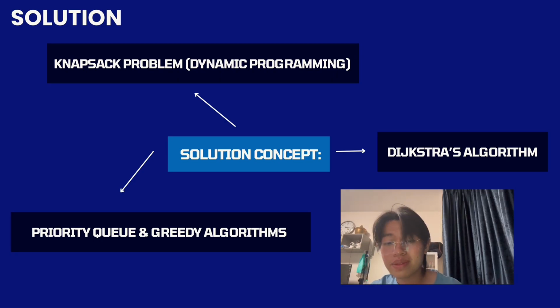And what is the solution? Our solution concept is to integrate several advanced algorithms to optimize the key operational areas of logistics. The first algorithm is priority queue and greedy algorithm. This algorithm helps prioritize orders and select the most available stock, ensuring urgent orders are fulfilled quickly and correctly, improving the order turnaround time.